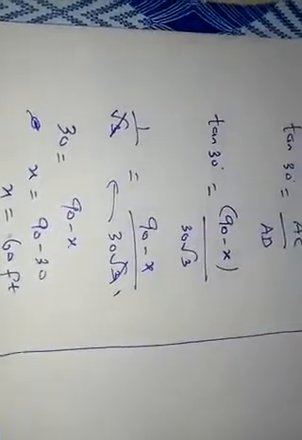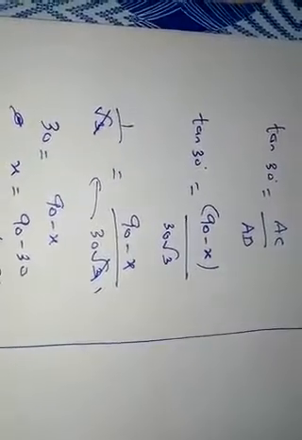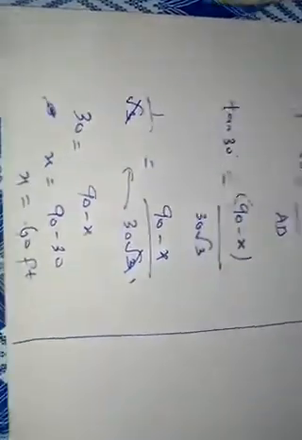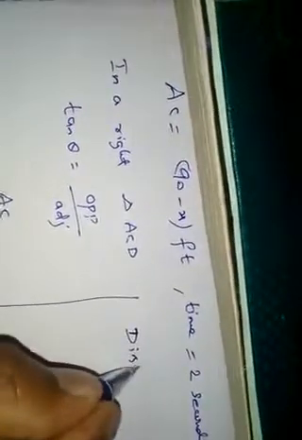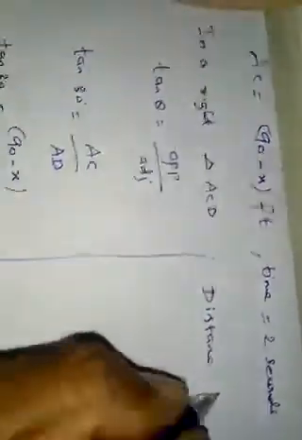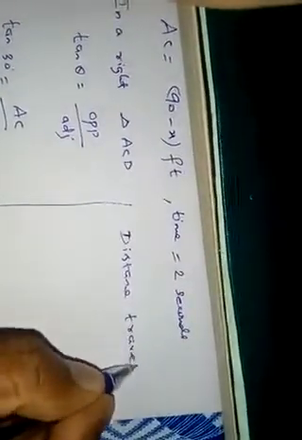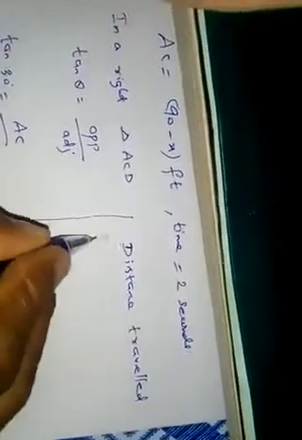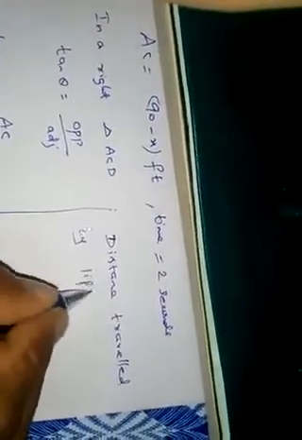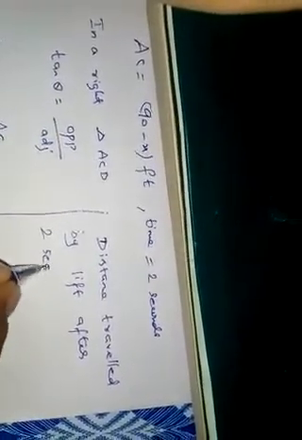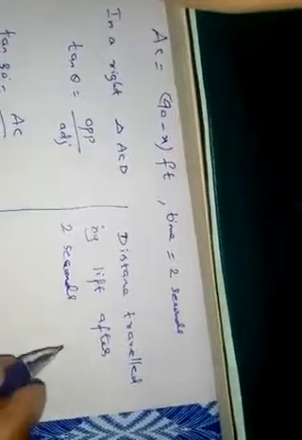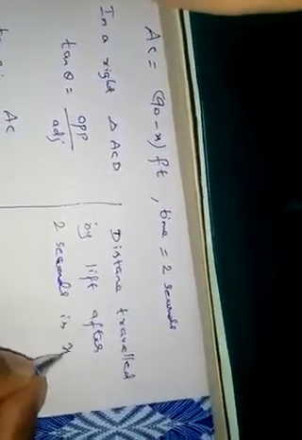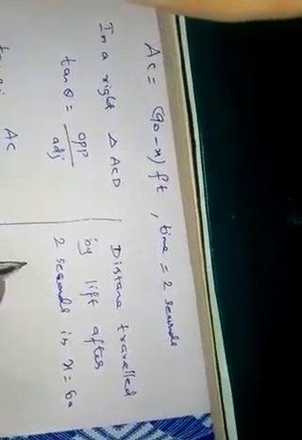Now what is this x is equal to 60 feet? After 2 seconds, the distance traveled by the lift is 60 feet. That is the distance. Distance traveled by lift after 2 seconds. 2 seconds is the time. That is x is equal to 60 feet. Now time is 2 seconds. Now we have to find the speed of the lift.